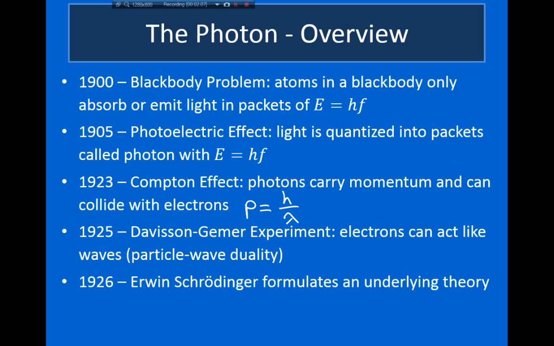And finally, in 1926, Erwin Schrödinger was able to create an underlying theory, an equation, which actually described all of these semi-classical ideas which we've talked about so far. This is called quantum mechanics. And this development by Erwin Schrödinger really marks the dividing line between what we would call semi-classical physics and what we call modern physics.